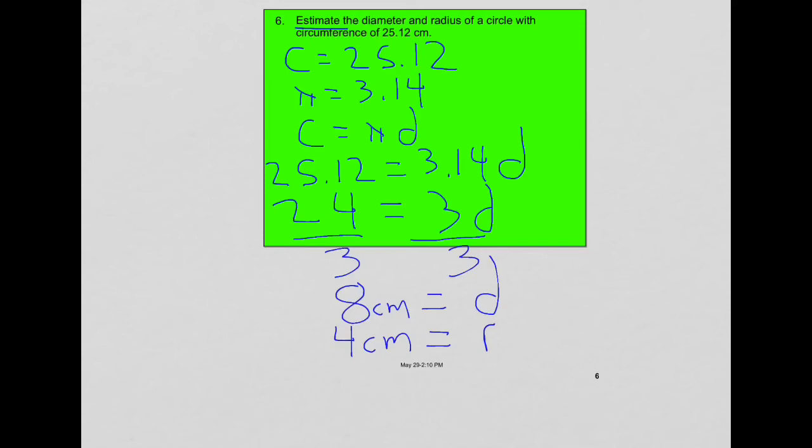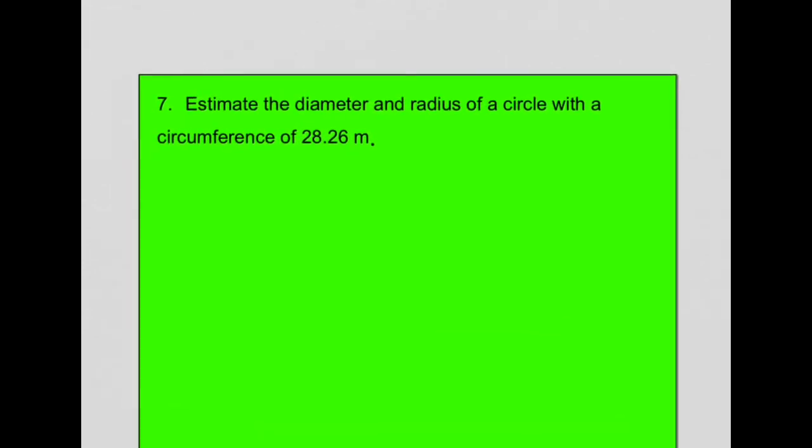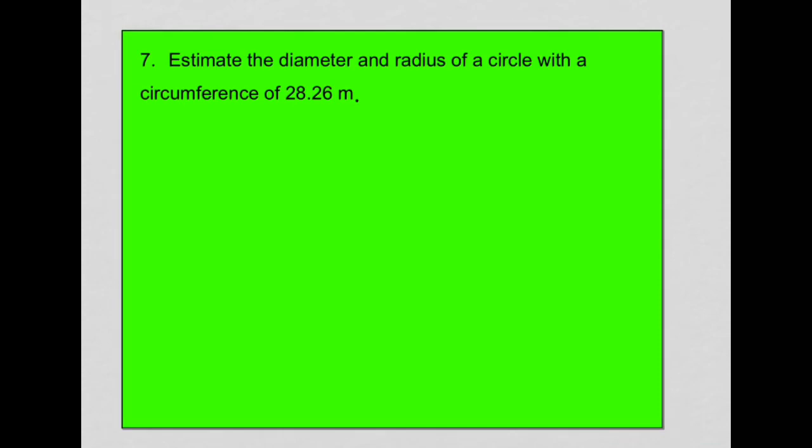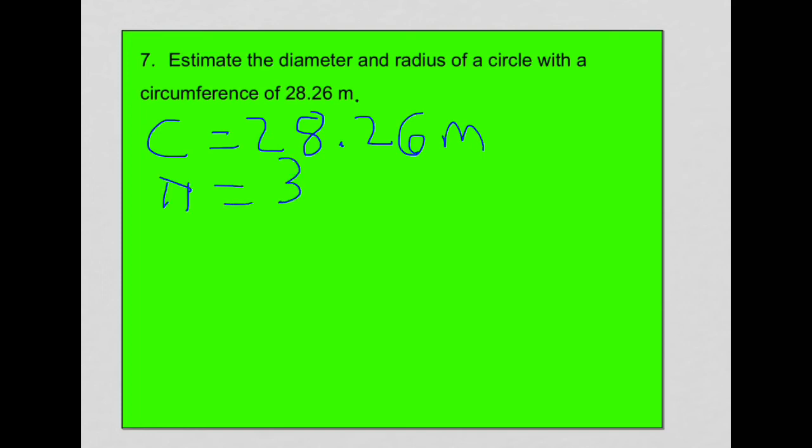Let's try another one. Estimate the diameter and radius of a circle with a circumference of 28.26 meters. So the exact same thing here. Okay, I've got a circle that has a circumference of 28.26 meters. Okay, I know pi is 3.14 meters. And I'm going to use the math equation. Maybe I'll write the math equation like this time. Pi times d equals c.